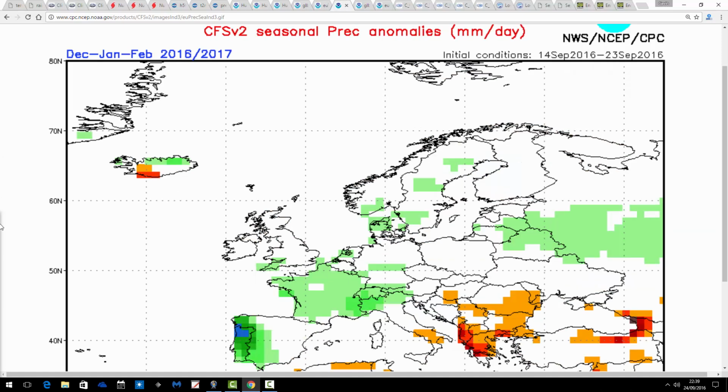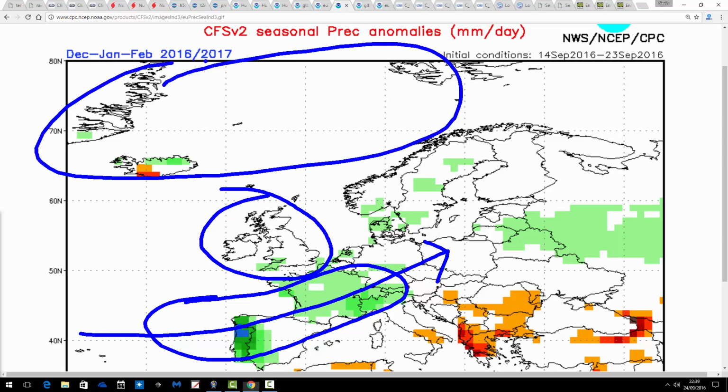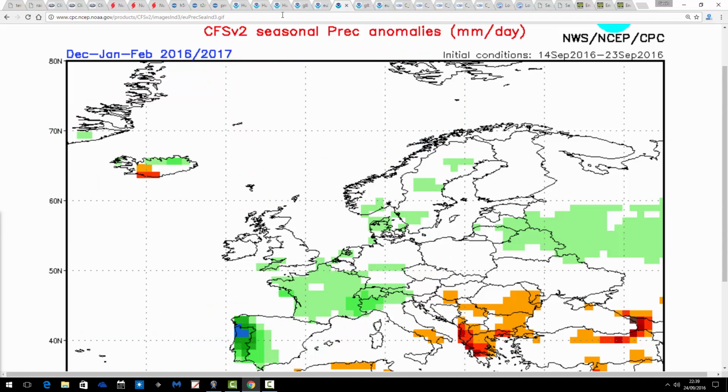The precipitation anomaly is coming out pretty much average, maybe hinting at being a bit wetter to the south around France, Spain and Portugal, and that's really indicative of the jet stream going on a bit of a southerly track, with maybe hints of high pressure being up here. Remember, these are 3 monthly anomalies, though.